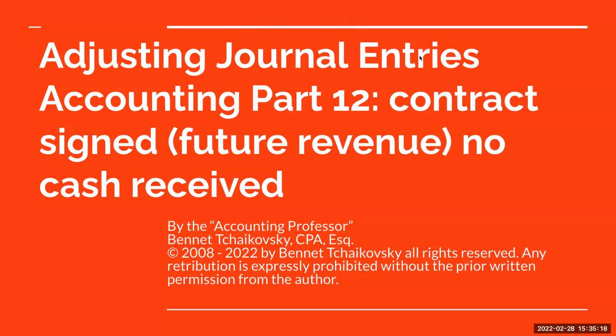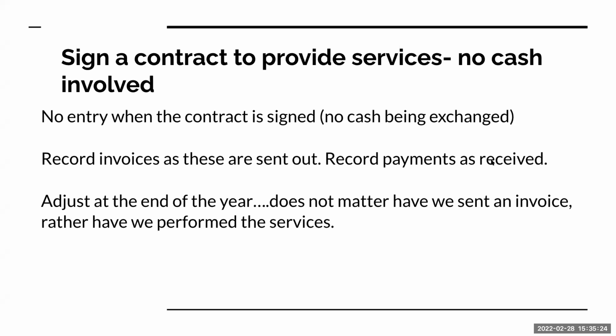This is a contract signed for future revenue, but we have not received any cash. So what exactly is going on here? We have not received any cash. When we sign the contract, depending on the type of contract with no cash being exchanged, we're not going to be doing any sort of journal entry. We may make a disclosure in our financial statements, but generally when we sign the contract, we're not going to be doing any kind of entry because no cash is being exchanged.